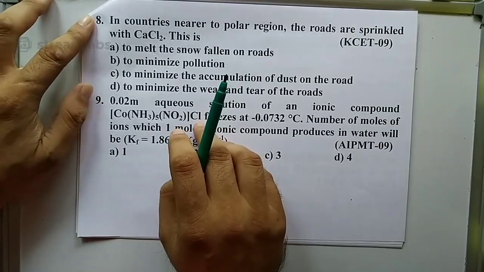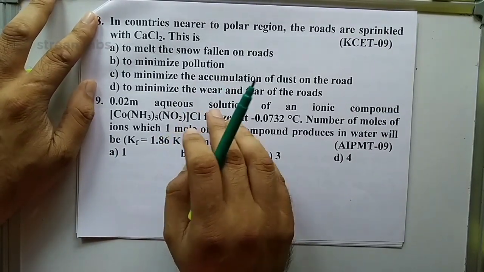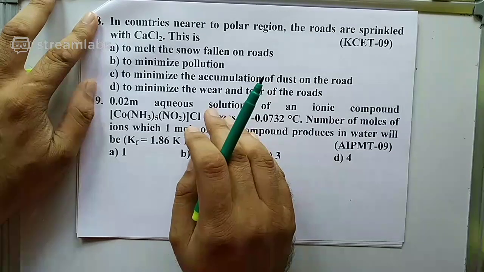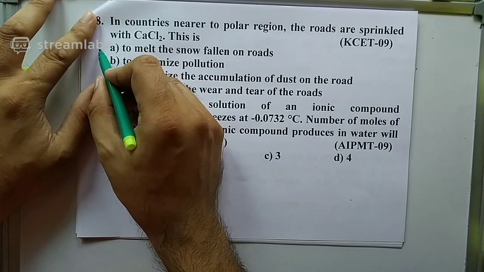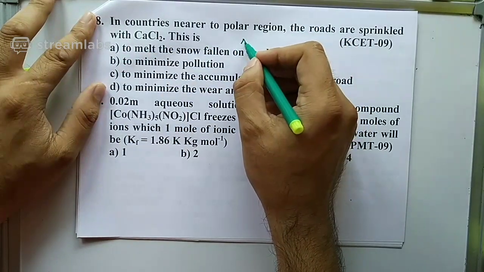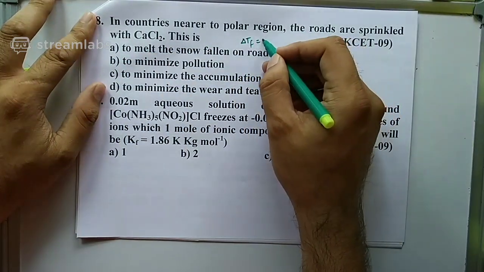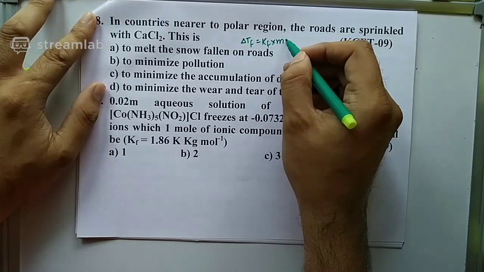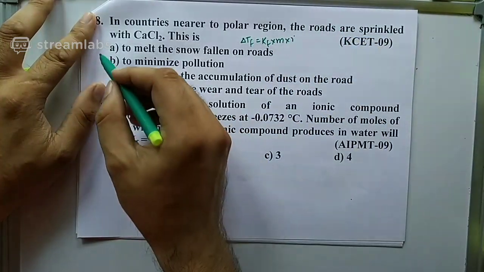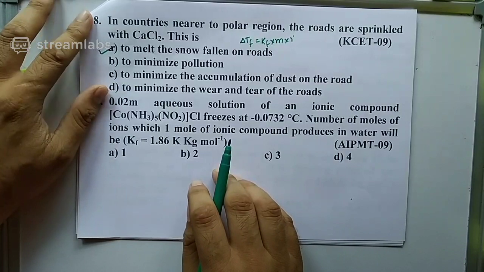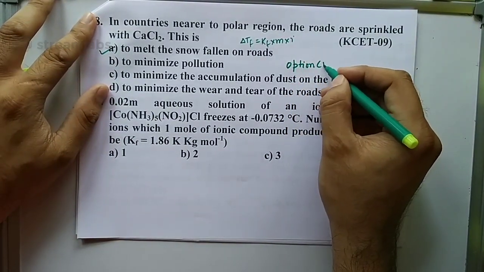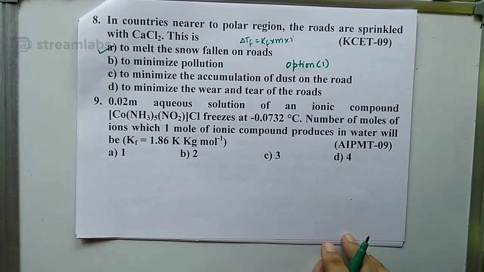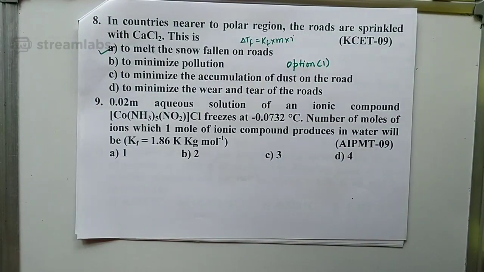So in polar regions there would be snow standing on the road, which would make the road very slippery. Just to melt that snow, we will be adding calcium chloride. So the principle is delta TF is equal to KF into M into I. So option A is the answer. Option 1 is the answer. Is it clear, students? Shall we go for the next question?